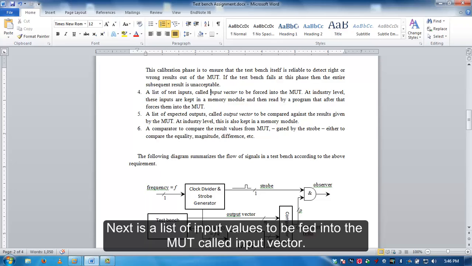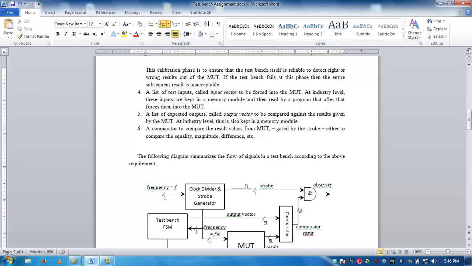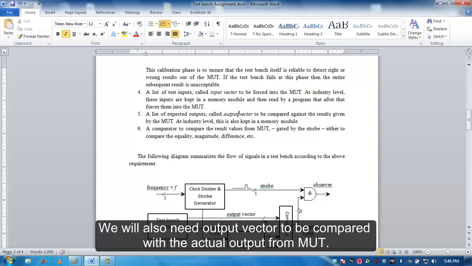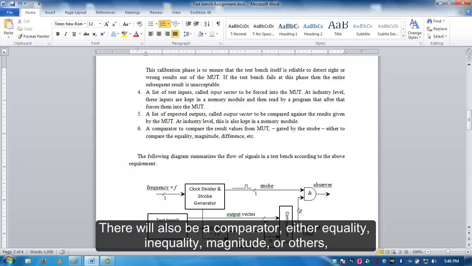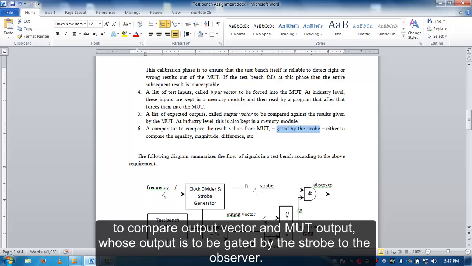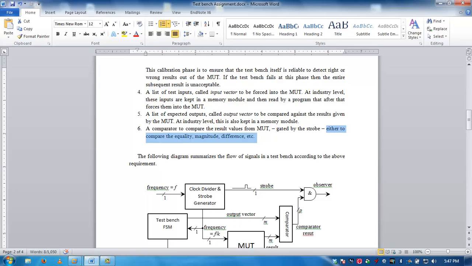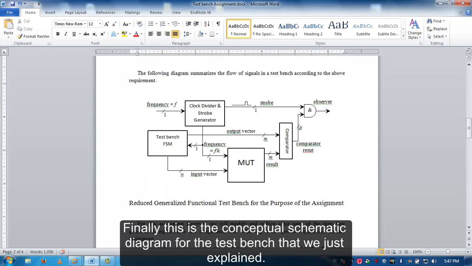Next is a list of input values to be fed into the MUT called input vector. We will also need an output vector to be compared with the actual output from the MUT. There will also be a comparator, either equality, inequality, magnitude or others, to compare the output vector and the MUT output, whose output is to be gathered by the strobe to the observer. Finally, this is the conceptual schematic diagram for the test bench that we just explained.